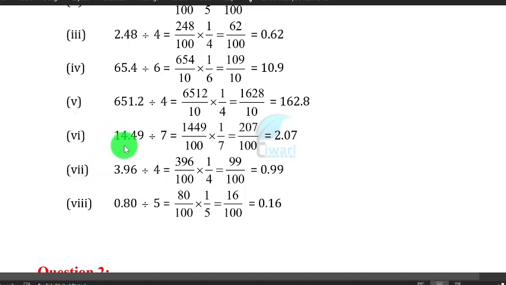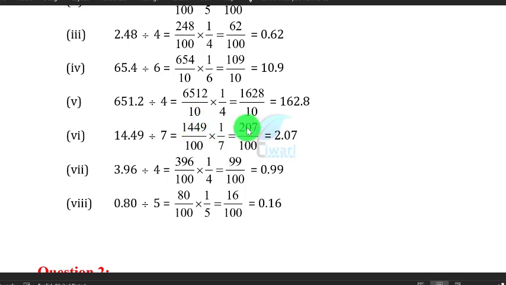The given question is 14.49 divided by 7. So 14.49 in fraction form is 1449 by 100, because after the point there are 2 digits in decimal form, so the denominator place should be 100. So inverse of division is multiplication and the reciprocal of 7 is 1 by 7. So you can cancel: 7 ones are 7, 7 twos are 14. Next 4 is there, so 7 zeros are 0. Then 4 should be taken down, and next 9 also comes down. Then it will be 49. Then 7 sevens are 49.